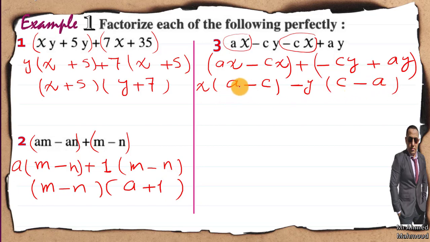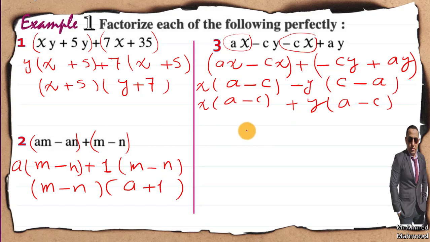By looking carefully, a minus c and c minus a. They are different. So I'm going to switch this bracket and change the sign outside like this. x open bracket a minus c, and this will be a minus c. To make the statement correct, you have to change the sign outside, which is plus, and here I have y.